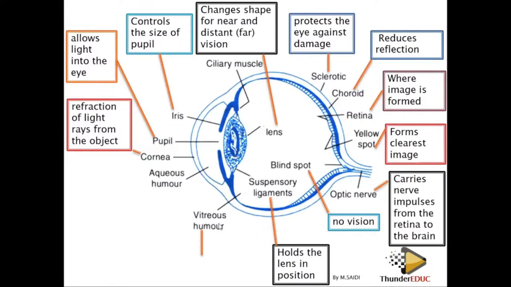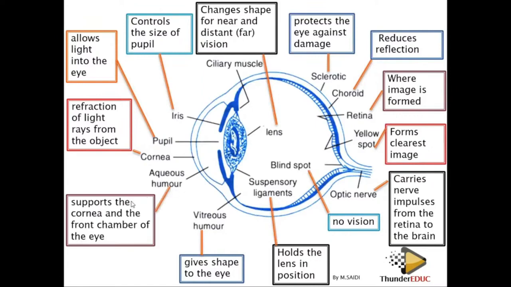Then you have the vitreous humor. Vitreous humor is very important in giving the eye its shape. So this fluid which is found in the eyeball prevents compression. Because it is a liquid, it prevents compression, and then the eyeball can obtain its shape.